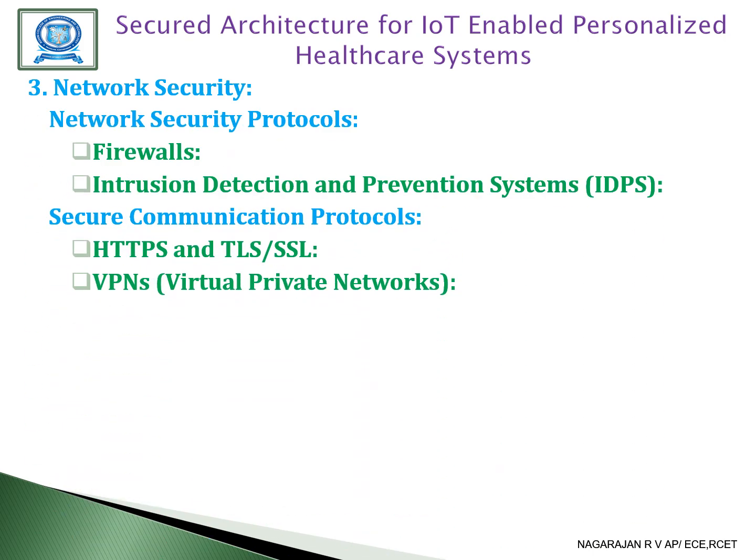Next one is network security. Network security protocols include firewalls. Firewalls monitor and control incoming and outgoing network traffic based on predetermined security rules. For example, implementing firewalls to protect IoT devices and healthcare networks from unauthorized access.